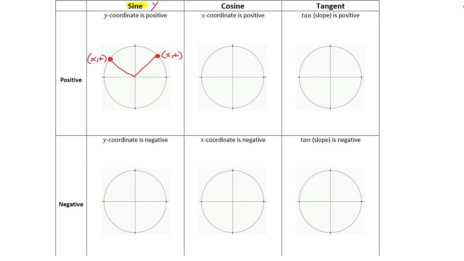Right now, another way some people do is the CAST rule. They go, okay, they're all positive here and sine is positive here. But I think about it in terms of the y coordinate. Where's the y coordinate positive? Because that's essentially what sine means. That is exactly what it means.